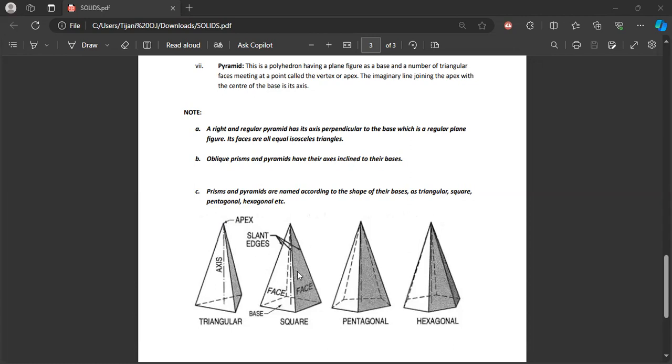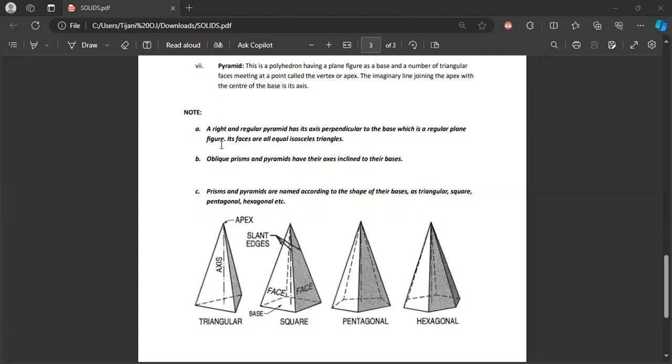Okay. Then for this one, we have a square base, so we call it a square base pyramid, because the shape of the base is a square. So it has 4 equal triangular faces, which meet at this point that is called the apex, or the vertex. Then the pentagonal pyramid has a pentagon as its base. Then it has 5 equal triangular faces. Okay. Then when we talk about the hexagonal pyramid, it has a hexagon as its base and has 6 triangular faces.